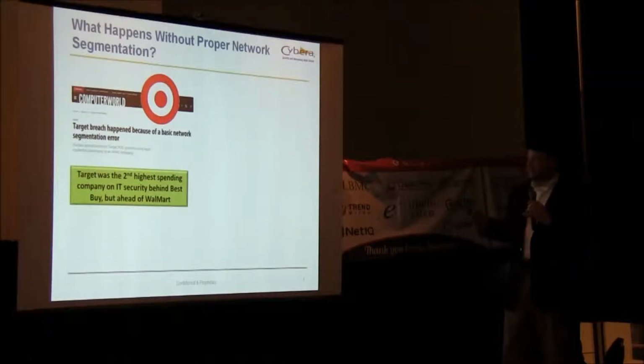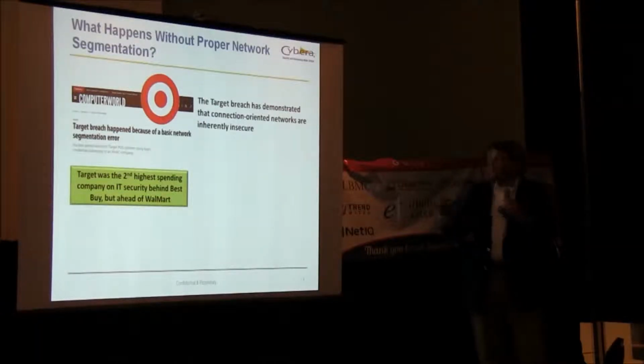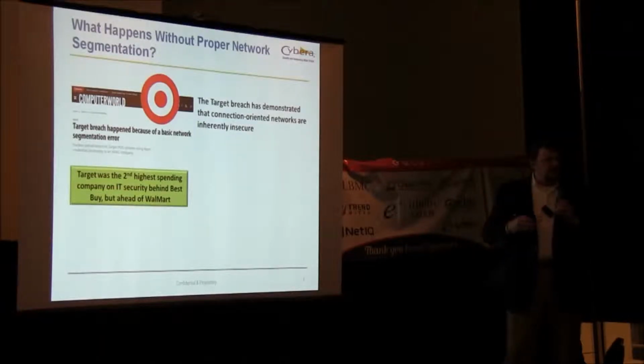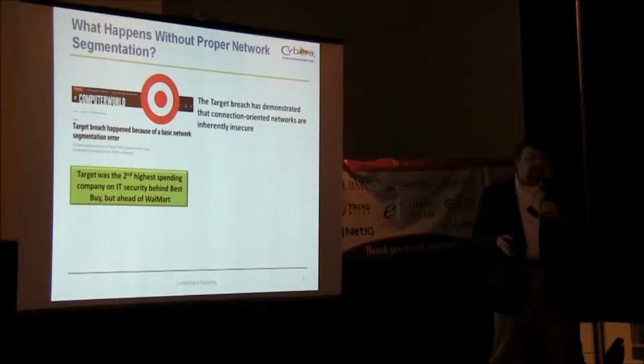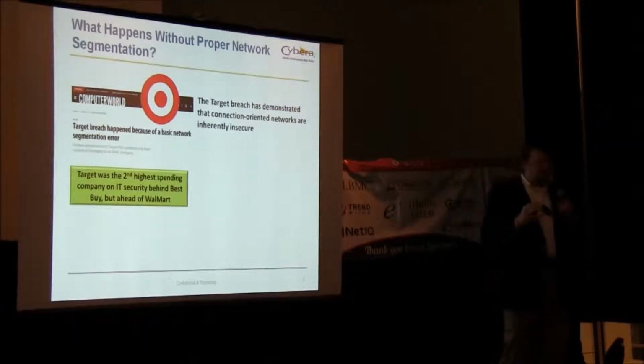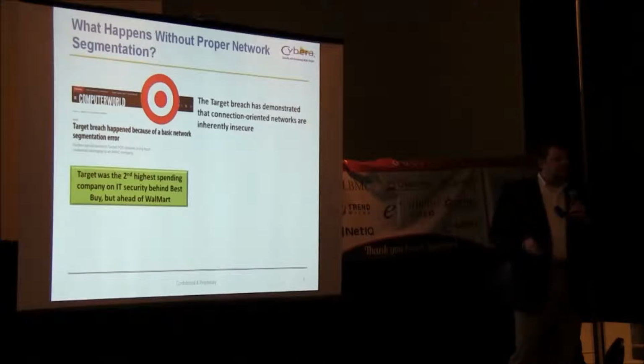propagation of the breach. So what Target really tells us is that the connection-oriented networks on which enterprises base their networks today are inherently insecure. Now, that's a challenging statement, and I can see a lot of people saying, whoa, whoa, whoa, you've got to back that one up. But we will, so let's go through what happened with the Target breach.